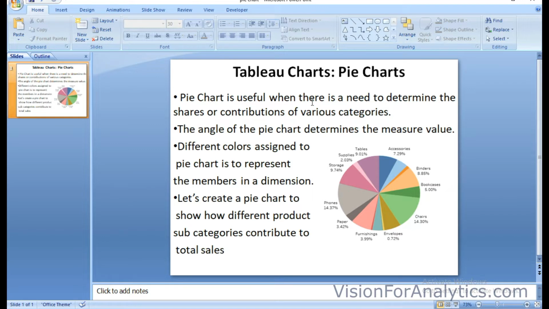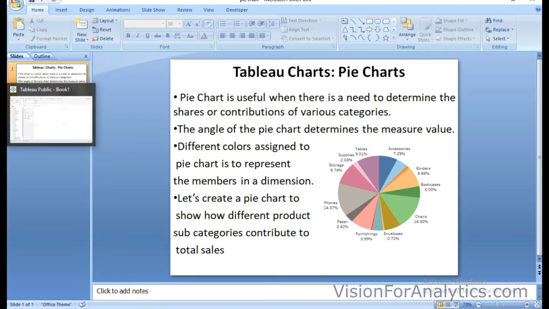So pie chart is useful when there is a need to determine the shares or contribution of various categories. The angle of pie chart determines the measure value. So here the measure is sales, and the different colors assigned to this pie chart is to represent the members in a dimension. So here dimension is subcategories. So let's create a pie chart to show how different product subcategories contribute to total sales.